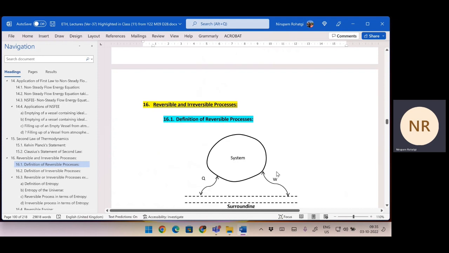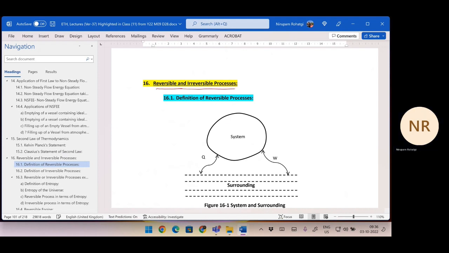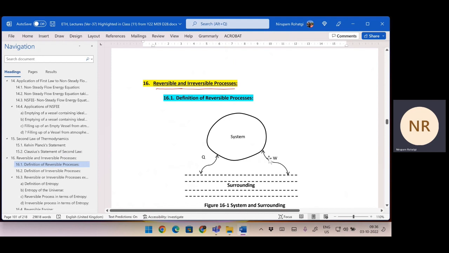Now we come to another concept, that is what is a reversible and irreversible process. Many times you should understand the exact meaning of the word from the dictionary. You don't need to remember the definition. These words are not arbitrary. They have a meaning already built into them. So always give importance to the meaning of the word. So what is a reversible and irreversible process?